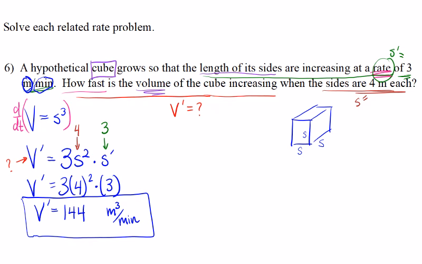And we have our value, so that's the rate of change of volume. So if the sides increase at a rate of 3 meters per minute, and when the sides are 4 meters, then the volume will be increasing at 144 cubic meters per minute, which is pretty interesting.